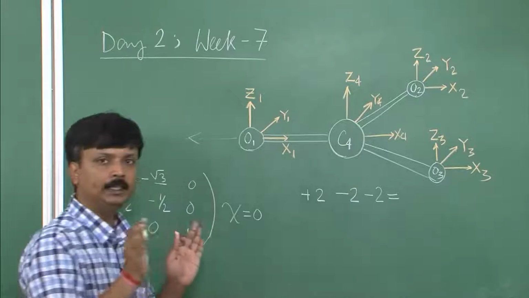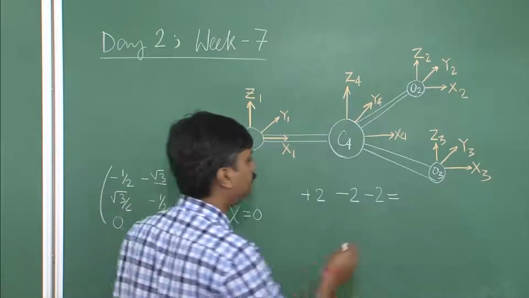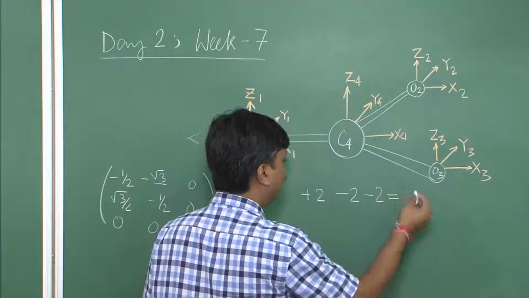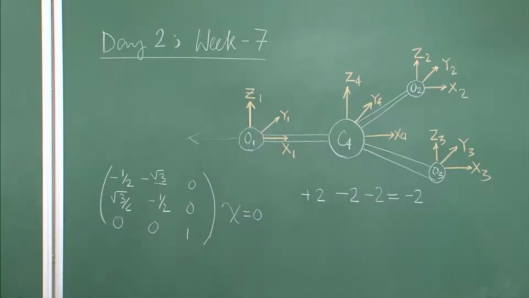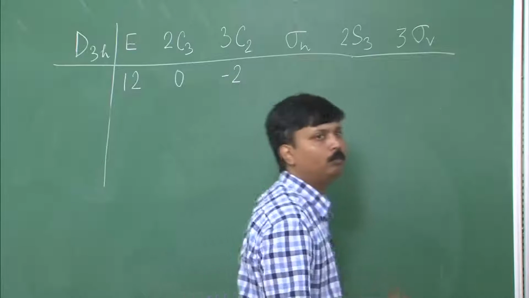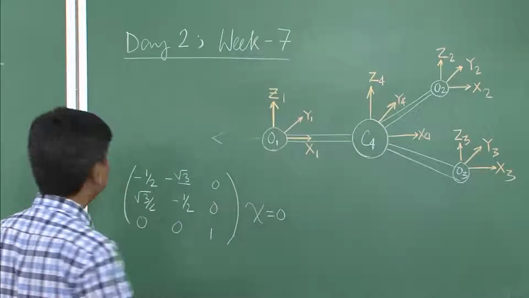So out of these 6 basis vectors, I get total character to be equal to minus 2, right? So I can safely write minus 2 for all the C2 primes. Okay. Now let us consider the next symmetry element, that is sigma h.